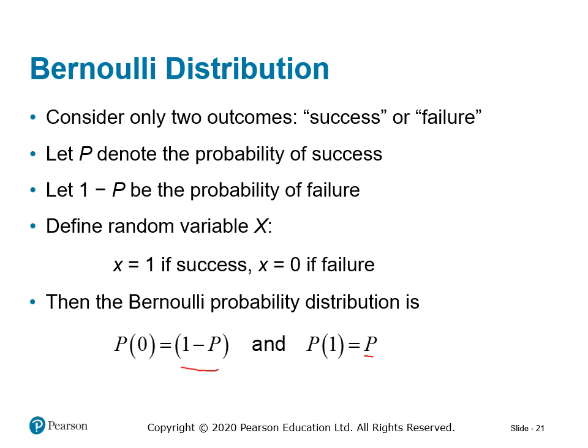So if I'm successful, the probability of being successful is P. That means the probability of failing is 1 minus P, because the summation of probabilities has to equal 1. And here there's only two possibilities, either success or failure.